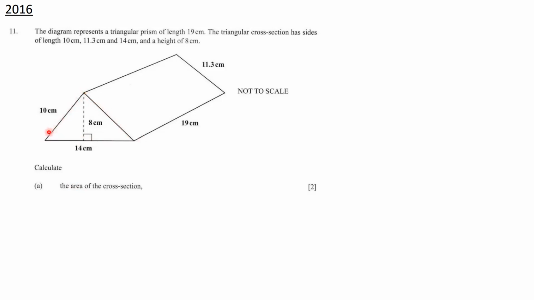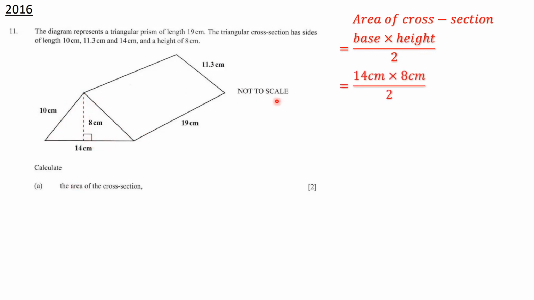So let's figure out the area of the triangle. Well, area of the triangle is going to be equal to base times height divided by 2. The base is definitely 14 and the height is 8 centimeters. And so we're going to multiply those two. 14 centimeters multiplied by 8 centimeters is going to be 112, divided by 2. When we divide it by 2, we get 56 centimeters squared. And that's the area of the cross section, or the area of the triangle.